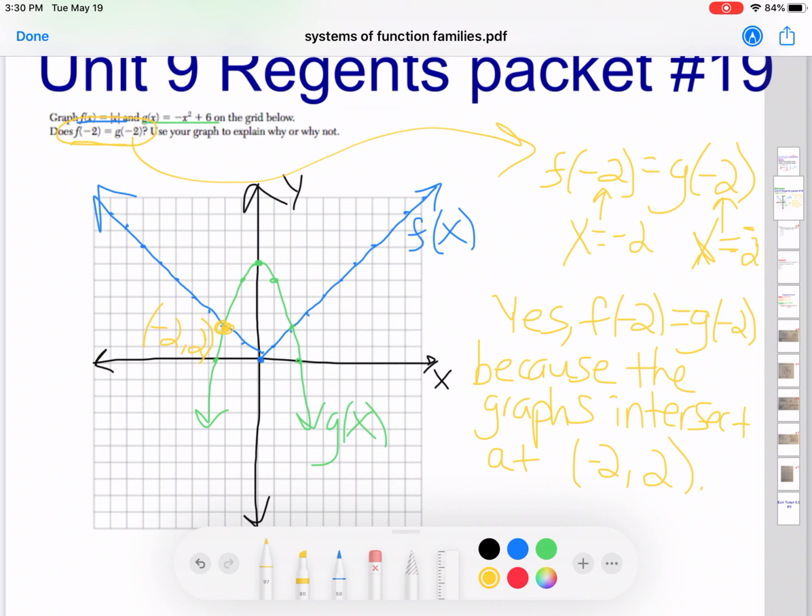So again, you're going to see in this lesson here that we're graphing a system, so two different functions at the same time. In this particular problem, we had an absolute value graph, and we had a quadratic graph, and then we went on to solve the following questions.